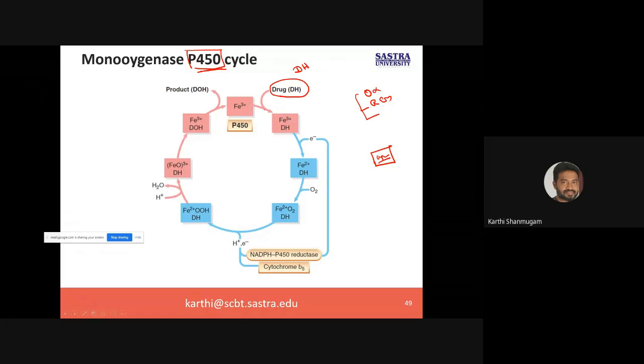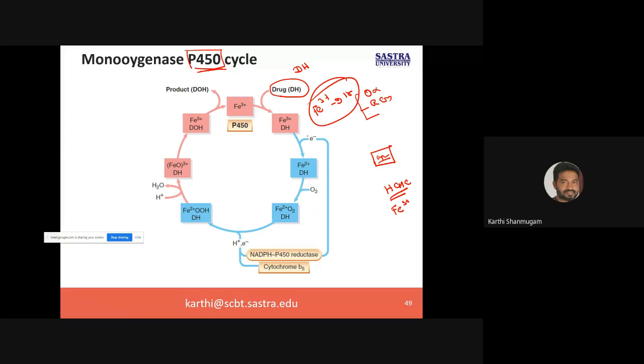The architecture of cytochrome P450 is such that P450 has heme. You might have already studied hemoglobin, which has a prosthetic group with iron as the metal center. Similarly, cytochrome P450 also has an iron metal center. The drug goes and binds to the metal atom present in the protein molecule. The metal is in its Fe3+ state, so it forms a Fe3+ DH complex.